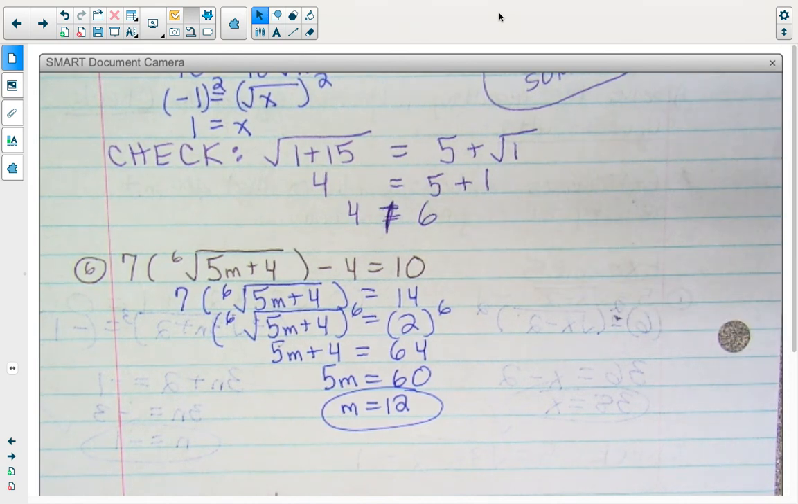So this has been a radical equation. So go through, make sure you get the radical on one side, solve your problem, and then make sure you check your answer.